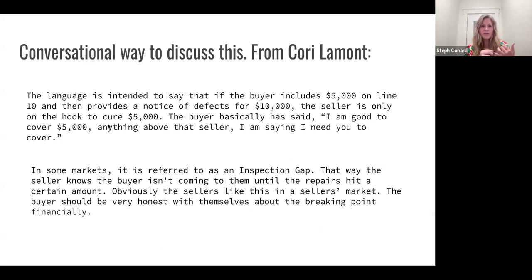And then I had this in here, a conversational way to discuss this. This is coming from Corey Lamont, the WRA attorney. She actually drafted the addendum AC. The language is intended to say that if the buyer includes $5,000 on line 10 and then provides a notice of defects for $10,000, the seller is only on the hook to cure $5,000. The buyer basically has said, I am good to cover 5,000, and anything above that, seller, I need you to cover.